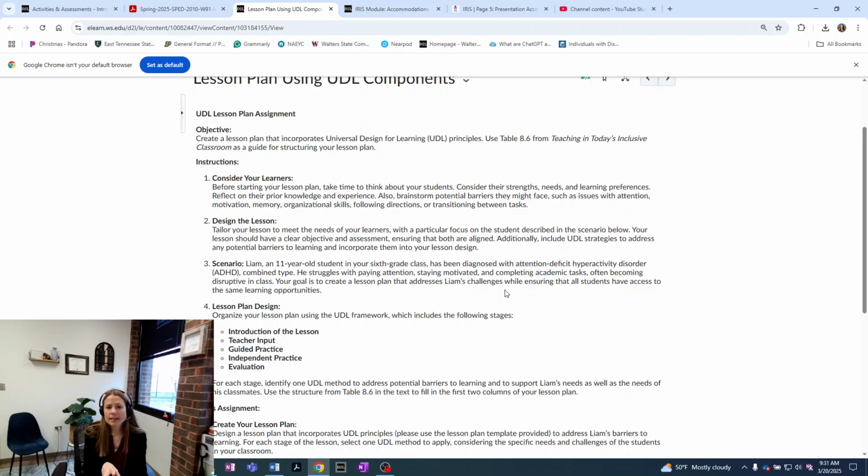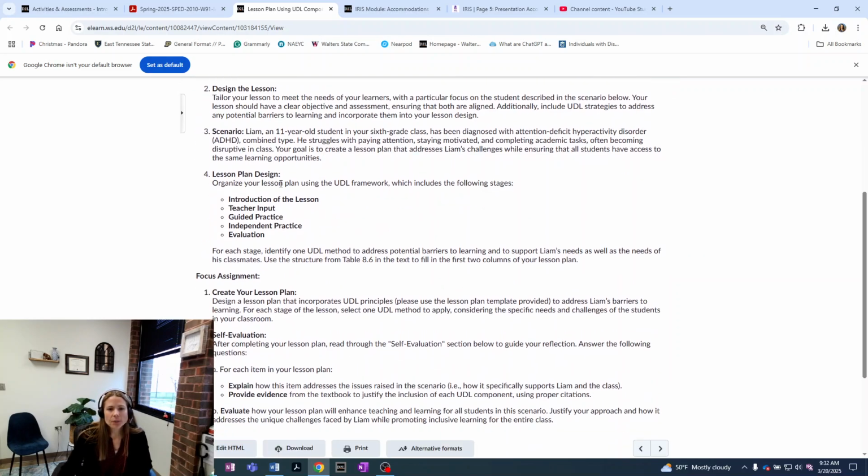And we need to make sure the objectives and assessment, there's a clear alignment there, and that you have UDLs and you're addressing those potential barriers, right, as you're incorporating your lesson design. When you're planning your lesson design, even if you don't use my template, remember you do have to organize the lesson plan this way. I laid out exactly how I wanted it to be. So even if you don't use the template provided, it should be laid out this way.